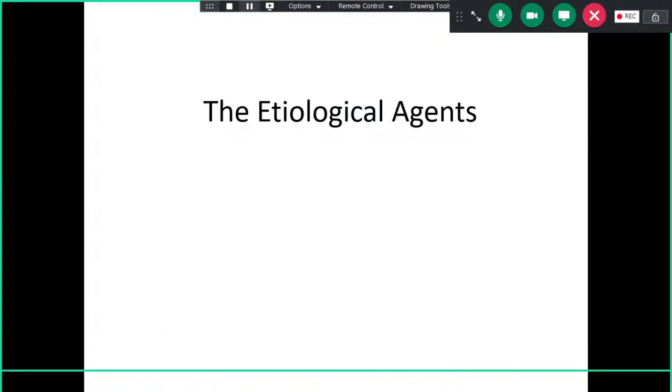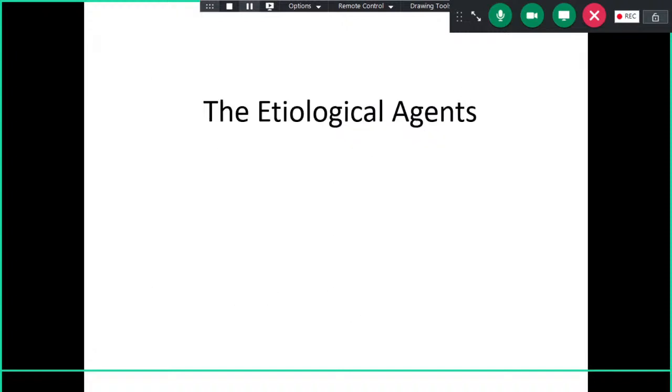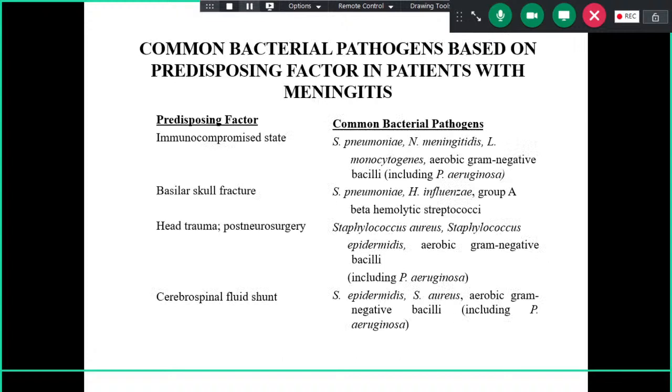That was the physiology of how the neurovascular component works inside the brain and the different immune cells that affect the CNS. Let's quickly look at the different etiological agents that actually cause bacterial meningitis. I told you that there are a large number of pathogenic bacteria that can cause different diseases, including acute bacterial meningitis.